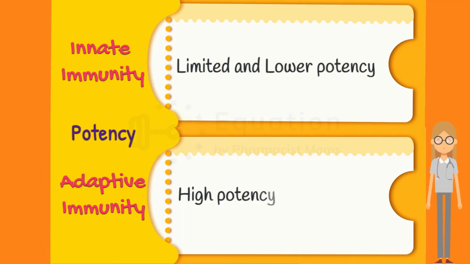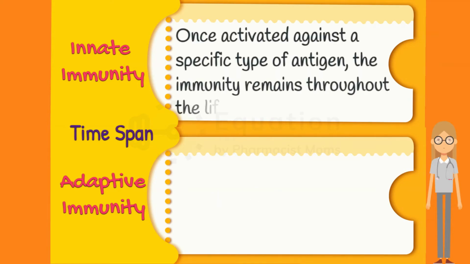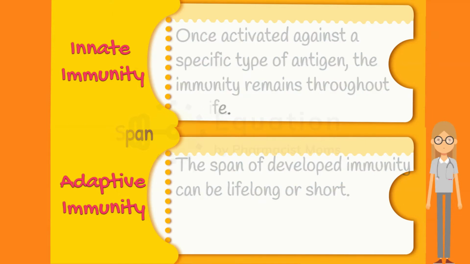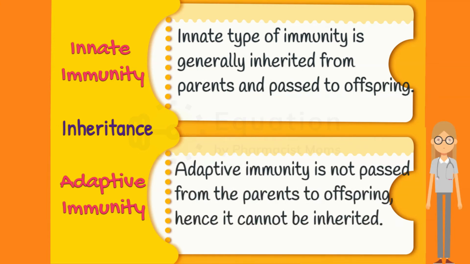5. Innate immunity has limited and lower potency, while acquired immunity has high potency. 6. Once activated against a specific type of antigen, the innate immunity remains throughout life. On the other hand, the span of developed immunity can be lifelong or short. 7. Innate type of immunity is generally inherited from parents and passed to offspring, whereas adaptive immunity is not passed from the parents to offspring, hence it cannot be inherited.